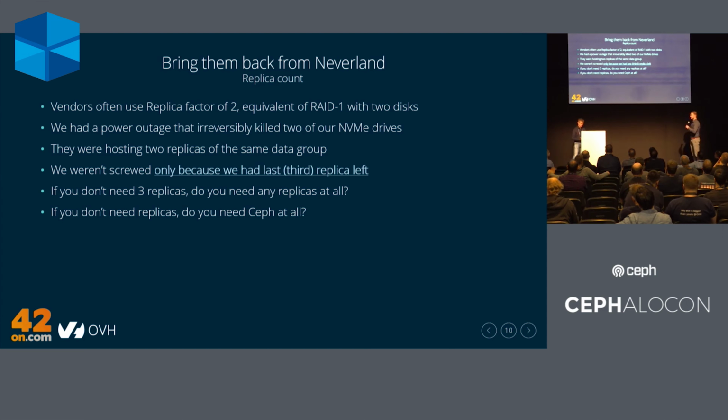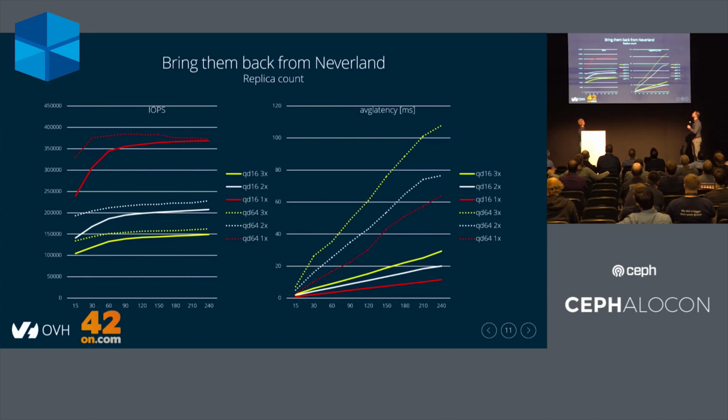Never for replica 2. And this is the graph showing the performance across different client counts from 15 to 240. And as you can see, the yellow line denotes the replica factor of 3, and the white line is a replica factor of 2. As you can see, it's almost 50,000 IOPS more than replica factor of 3. And if you go to replica factor of 1, it's absolutely insane, over 350,000. But who cares about performance when you don't have your data because you lost it?